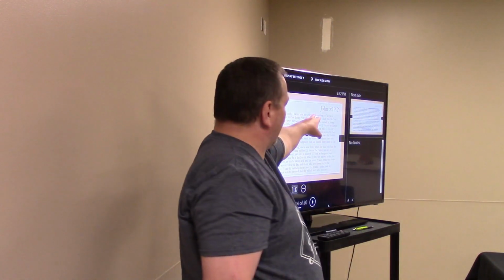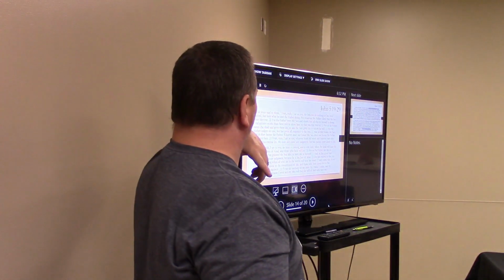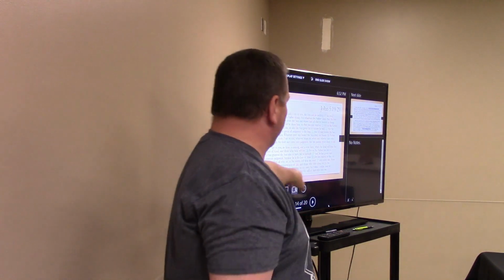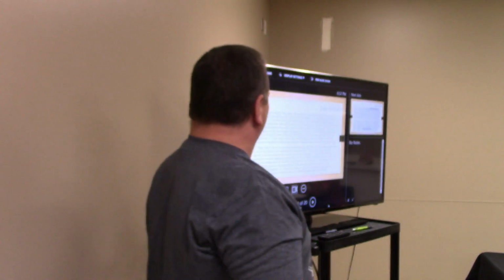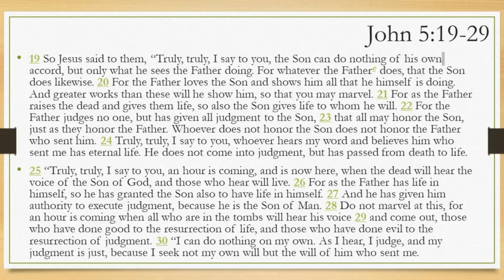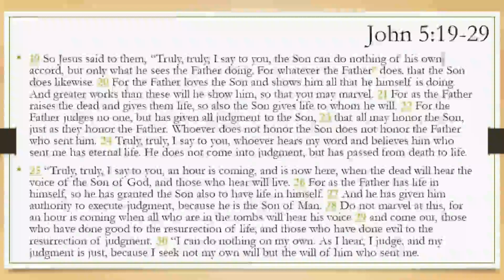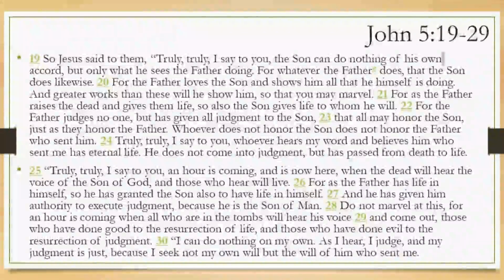Here is John chapter 5, verses 19 through 29. All right? Well, actually 30. I'm sorry, that's a typo. It goes to 30. Jesus said to them, Truly, truly, I say to you, the Son can do nothing on his own accord, but only what he sees the Father doing. For whatever the Father does, the Son does likewise. For the Father loves the Son and shows him all that he himself is doing, and greater works than these will he show him, so that you may marvel.